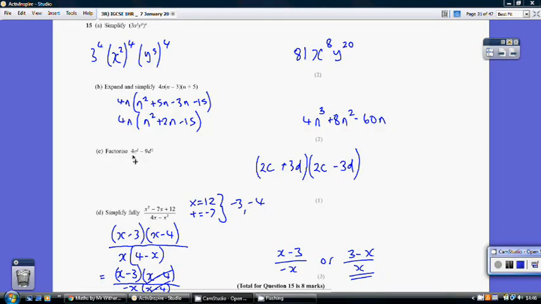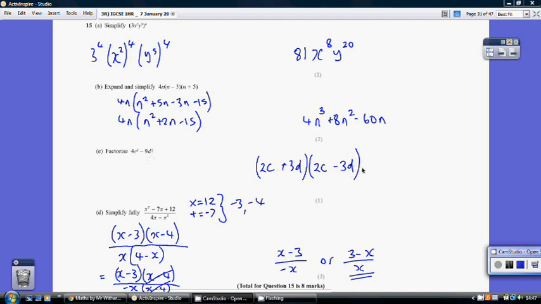Now part C, you've just got to note that this is a difference between two squares. So 4c squared breaks down to being 2c, because 2c times 2c is 4c squared. And to get a minus 9d squared, we're going to need to have a plus 3d and a minus 3d. You multiply those together, you get your minus 9d squared.